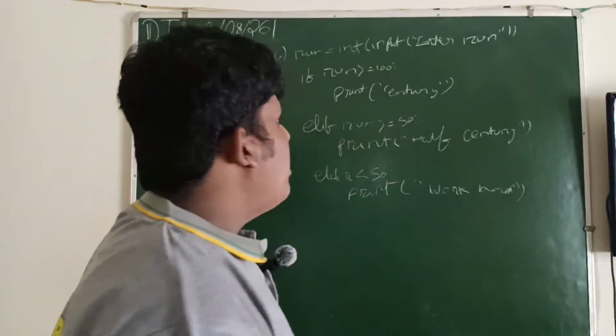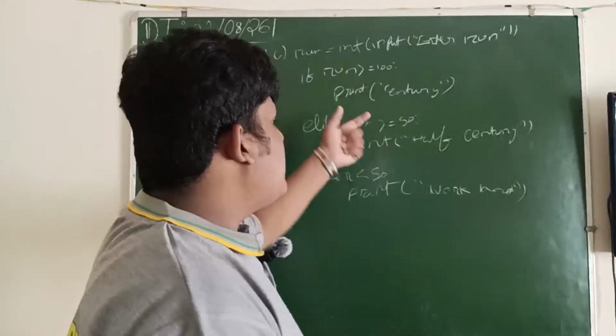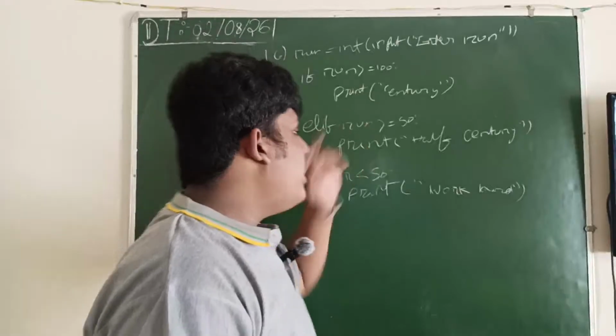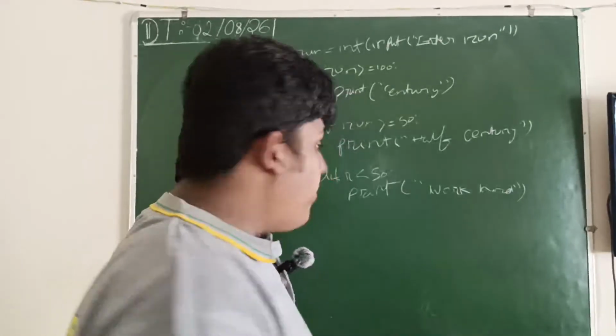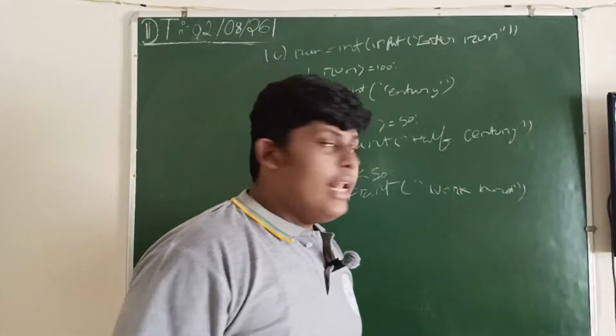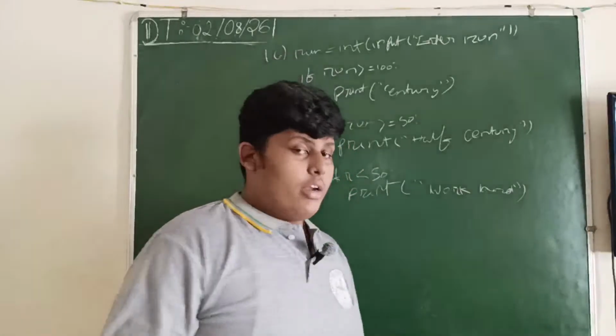Means if the run is greater than or equal to 100, then the result will come as century, means the batsman has scored a century. Then if the run is greater than or equal to 50, the result will come as half century. Then if the batsman is scoring less than 50, then the message will come as work hard.